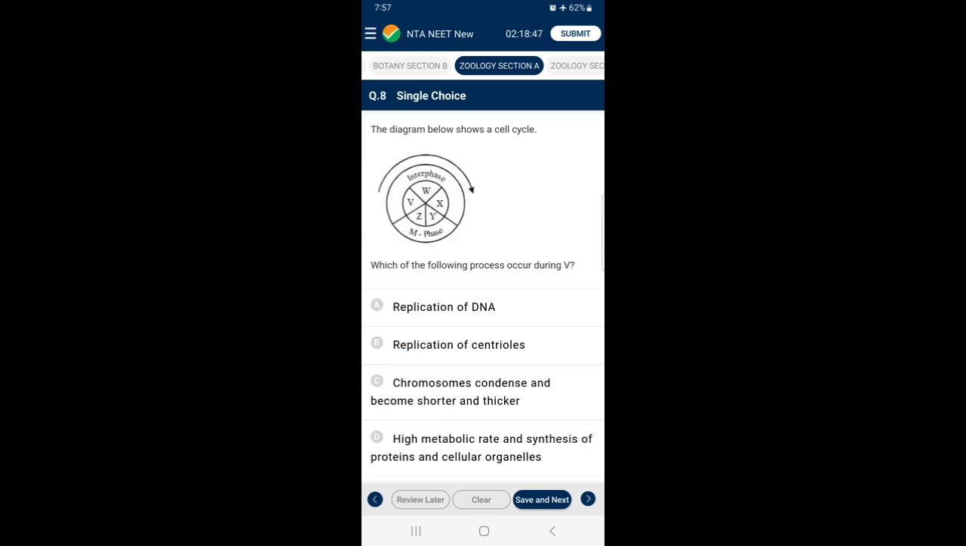Question number 8. The diagram below shows the cell cycle. Which of the following processes occur during V? See the diagrammatic representation. In the given diagram, V labeled phase is the G1 phase. G1 phase marks the start of interphase. G1 phase is the metabolically active phase, and during this phase, the cell grows in size. Synthesis of mRNA and the proteins for DNA synthesis occur. So the answer for this question is option D. High metabolic rate and synthesis of protein and cellular organelles take place in the represented V.